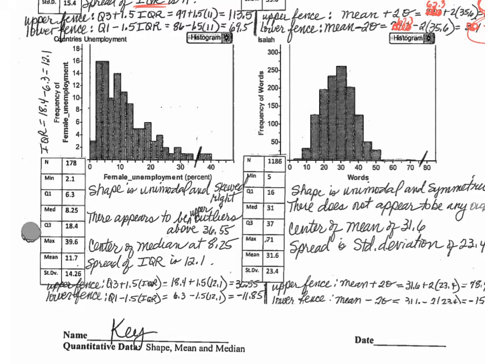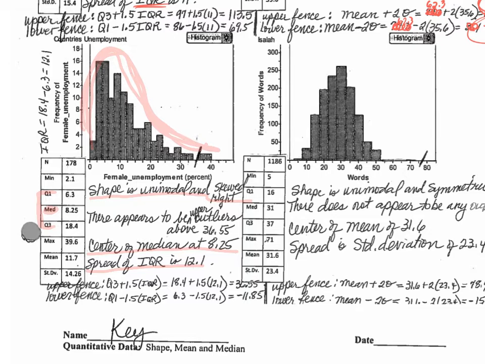All right, so the next one, you can see here that it is skewed to the right. If you have skew, then you must choose to use median and IQR. So we're going to end up using the median and IQR. I wrote that the shape is unimodal and skewed right. The center is the median at 8.25. The spread is the IQR of 12.1.